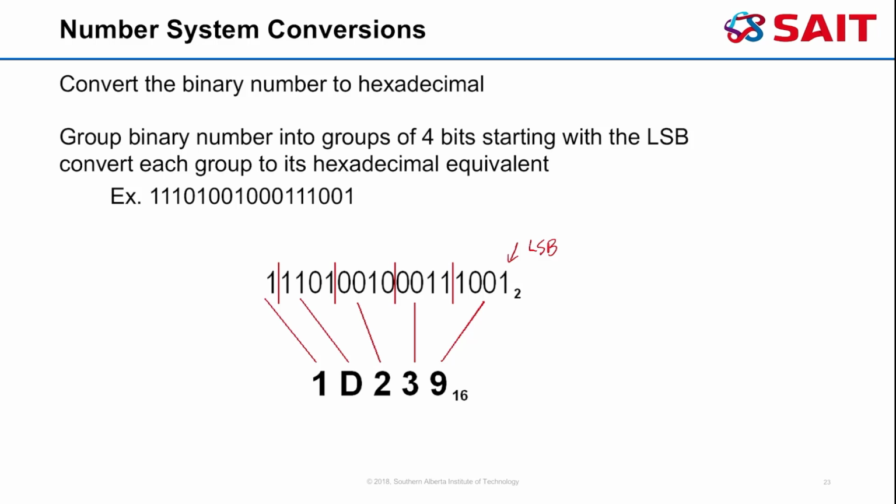So 1010 converts to hexadecimal 9. You can put that in your calculator and check that if you want. 0011 corresponds to 3. 0010 is 2. 1101 is D. And you just have to understand that here, that would be the 4-bit value of 0001. And when converted, that equals 1 as a hexadecimal or base 16 number. That would convert this long string of binary information to 1D239.